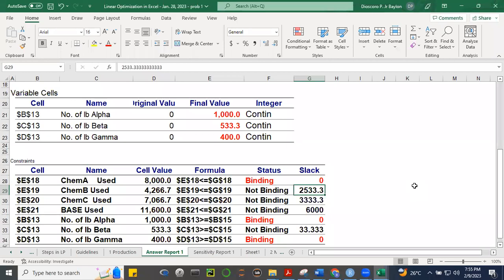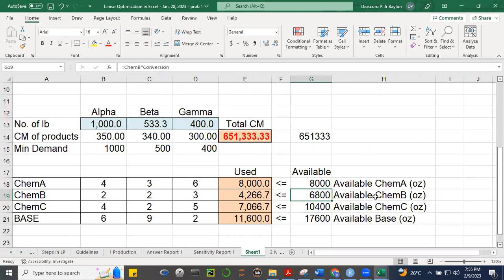We'll study this in greater detail kasi iba-iba ang klaseng constraint natin. No? So the slack in this case tells us that you have excess chemicals. All right, di ba? Excess tayo ng chemical B, excess tayo ng chemical C, excess tayo ng base. Di ba? Meron tayong yung available natin is greater than the quantity that's used. And later on, this is very practical, no? Kasi, for example, should you buy more chemical C, more chemical B? Bakit? Eh may slack ka pa nga dun, di ba?